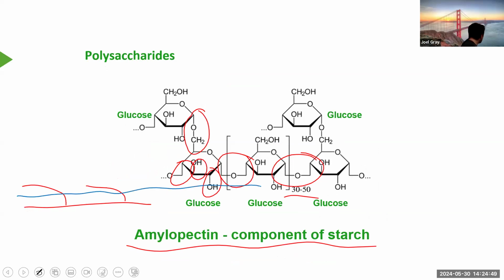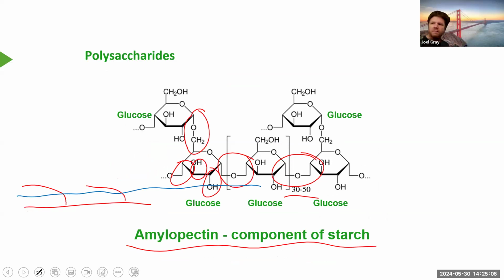So we've got this network of our linear blue polymer, nothing but alpha 1,4 linkages. Then we've got our branched alpha 1,4, alpha 1,6 molecule. Amylose and amylopectin make up starch.